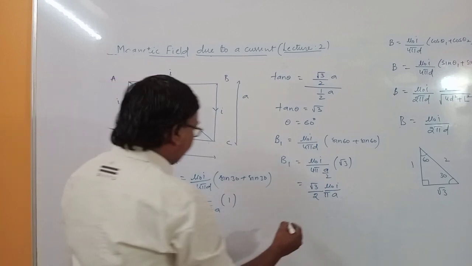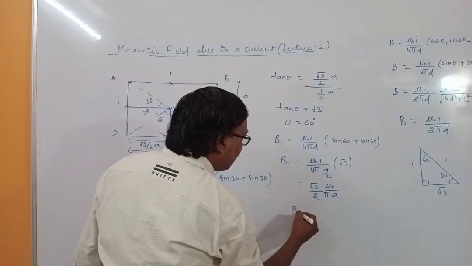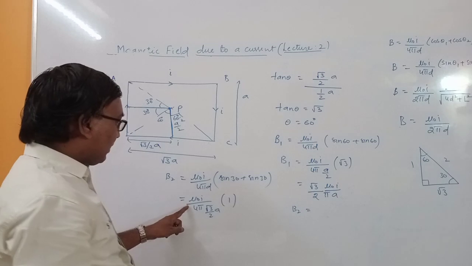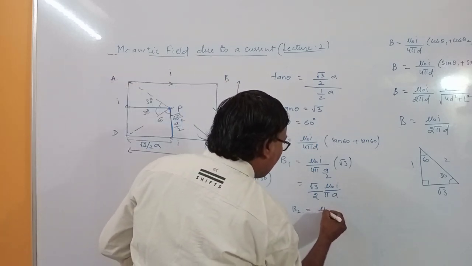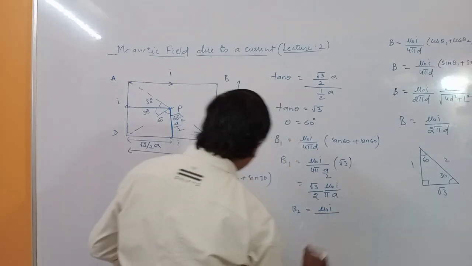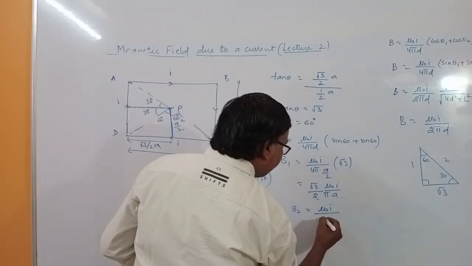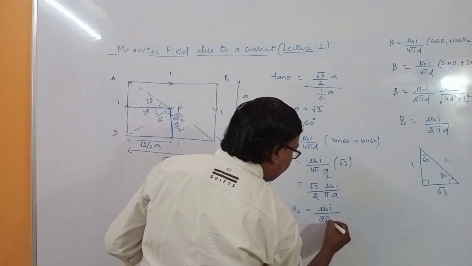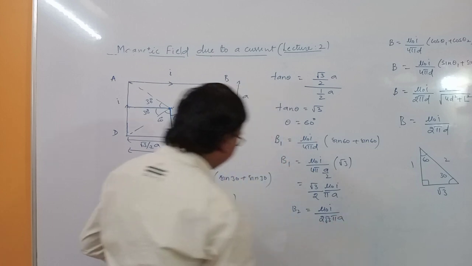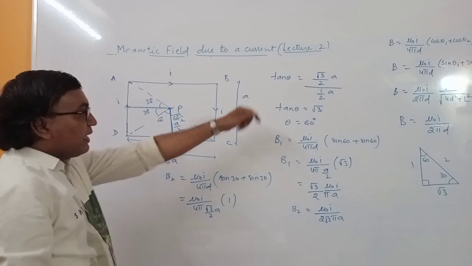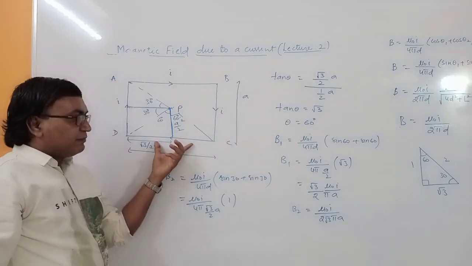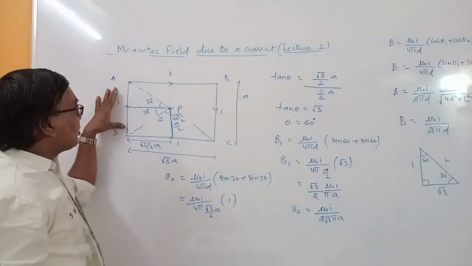So how much will we get for B2? Here the 2 will cancel, so you will get mu naught I by 2 root 3 pi a. Now B1 is due to this wire, and B2 is due to this wire.